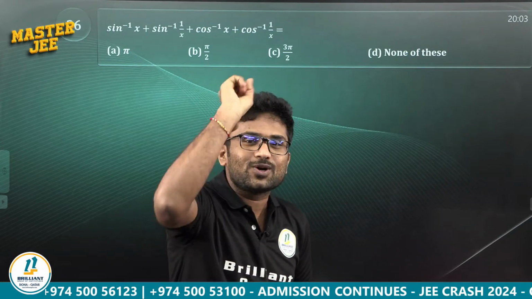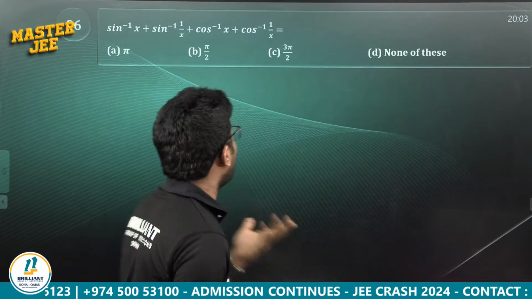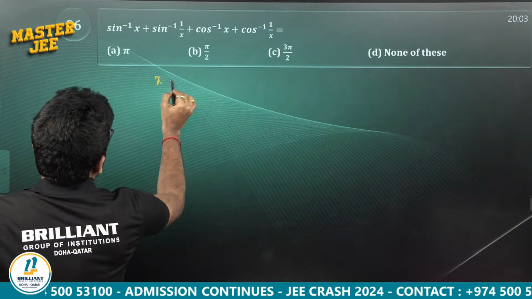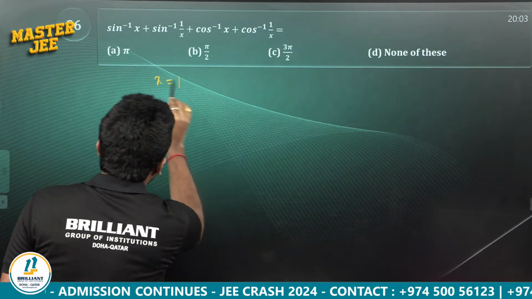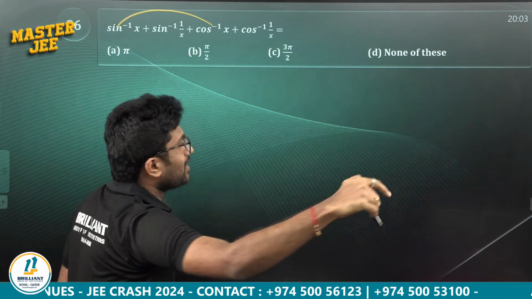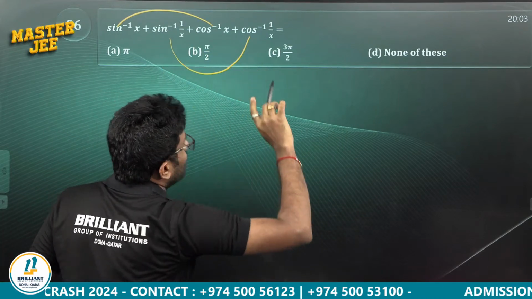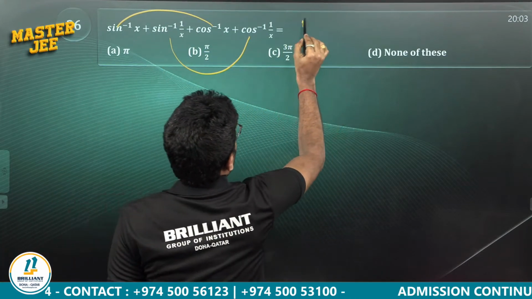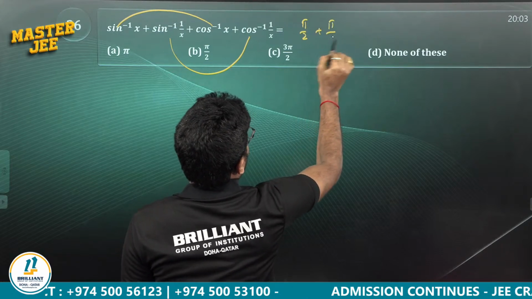Very good. See, so reciprocal, or even put x equals to 1. Or no need to put anything. You know why? Because sin inverse x plus cos inverse x is pi by 2. Sin inverse 1 by x plus cos inverse x is again pi by 2. So pi by 2 plus pi by 2 is pi.